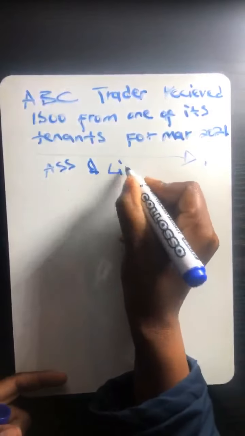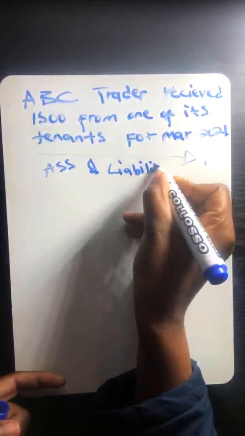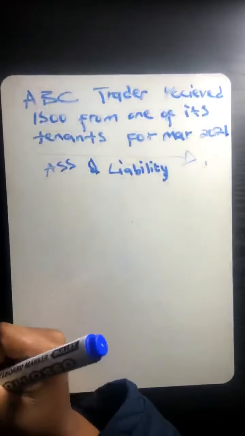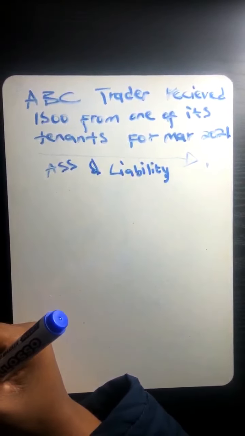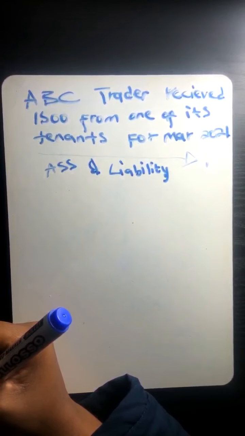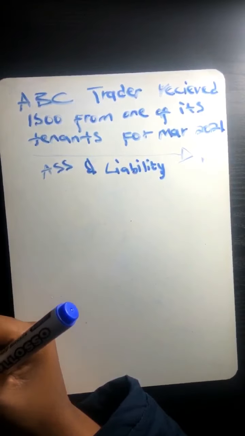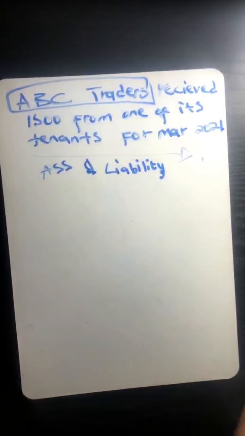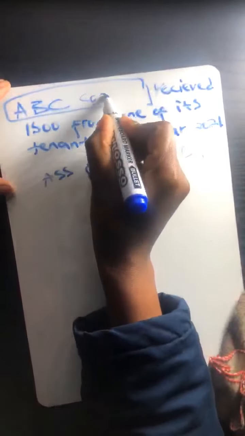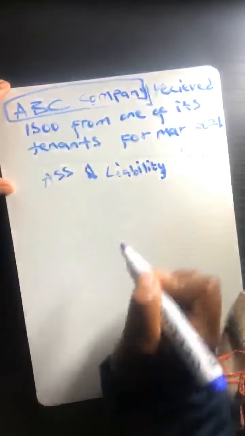And liabilities. Yes. Why are you saying that? Because it has an interest received. It has trade that received. No, this is a company. Okay. It's a company. This one is the name of the company. Okay, let me replace this traders with company just so you don't get confused. ABC company. So what do you say now?